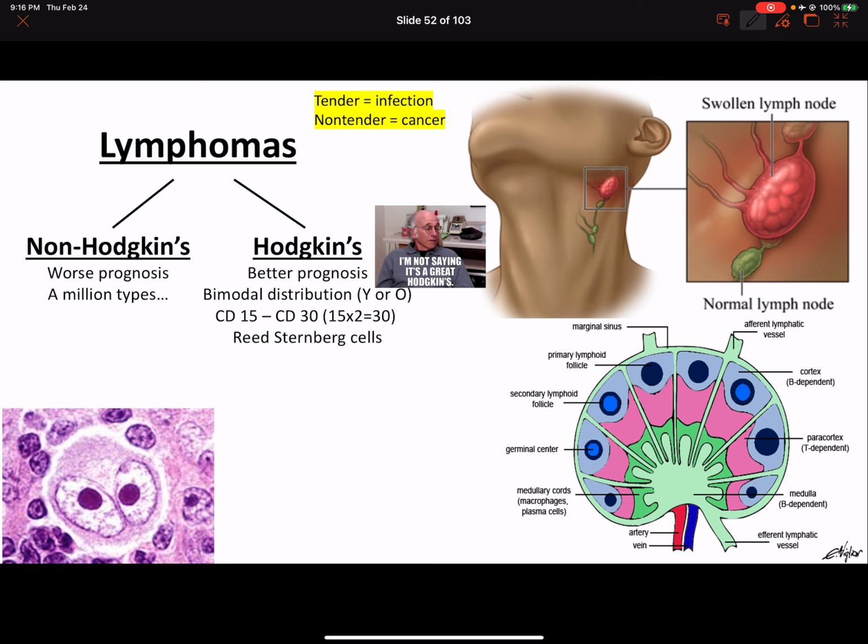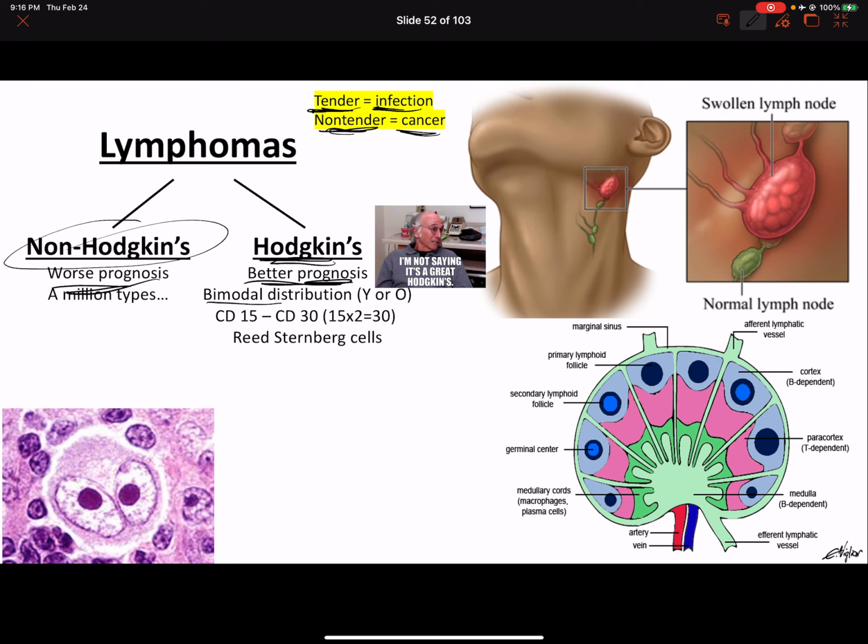Lymphomas, so non-Hodgkin's is the worst prognosis. Hodgkin's is the better prognosis. Some people might say if you want to have one of the lymphomas, it's better to have the Hodgkin's. That is the good cancer. If you have a swollen lymph node and it's painful, it's probably an infection. If it's not painful, it might be a cancer.